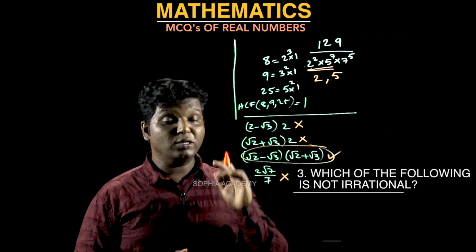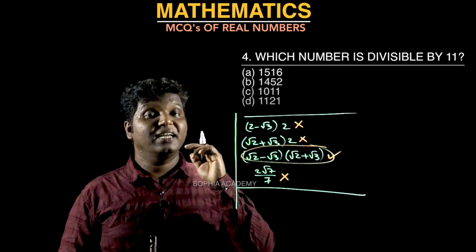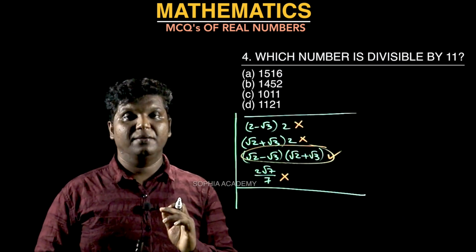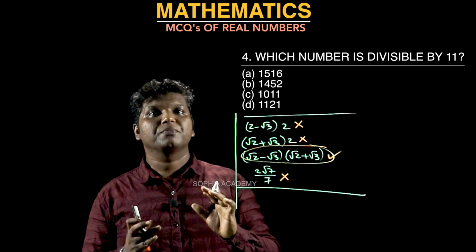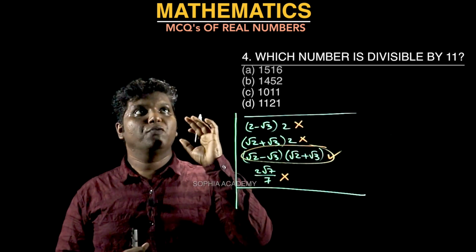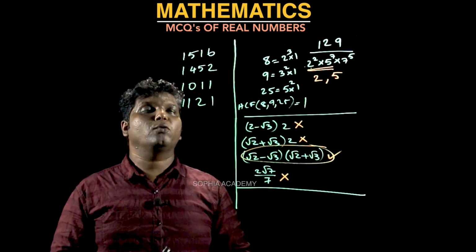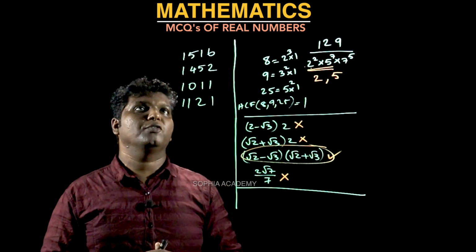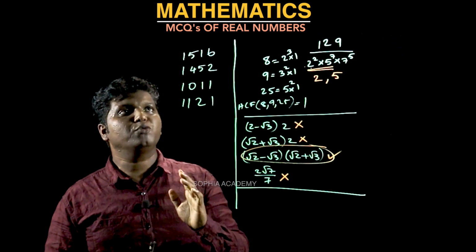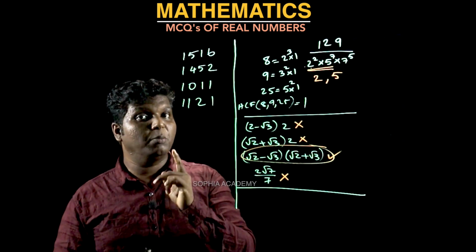Okay. Now going to the next question. Which number is exactly divisible by 11? There are 4 numbers given. Let me write them down one by one. So first focus on the numbers. These are the 4 options given in front of us, and among these, you have to find which one is exactly divisible by 11.